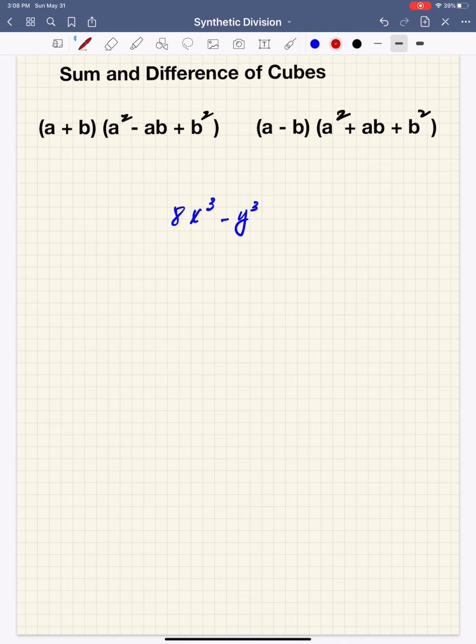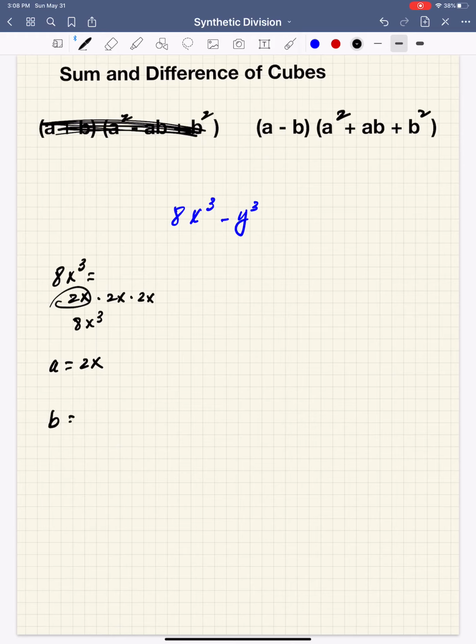Next one, 8x to the third minus y to the third. Now we have two variables, and it's still the same exact thing. This is going to be a difference problem, so I'm going to ignore the sum formula for a second. And I'm going to find the a value of 8x to the third. It's going to be 2x, because 2x times 2x times 2x is really 8x to the third. So the a value is 2x.